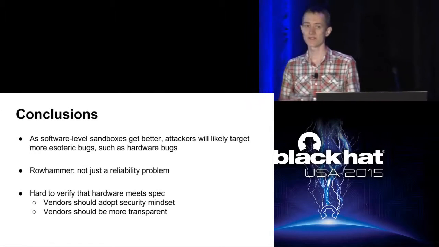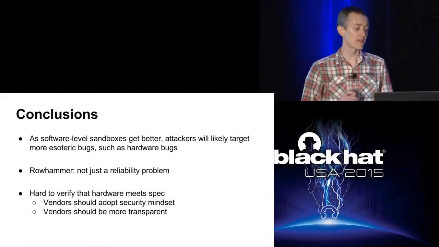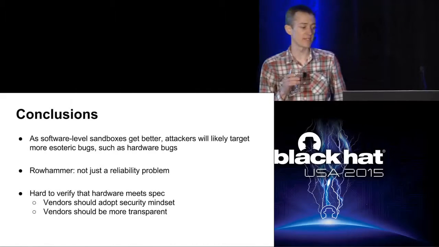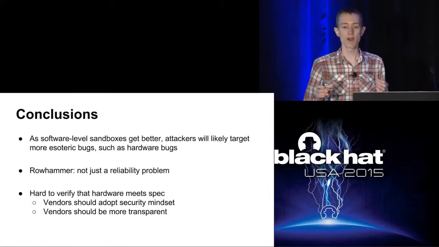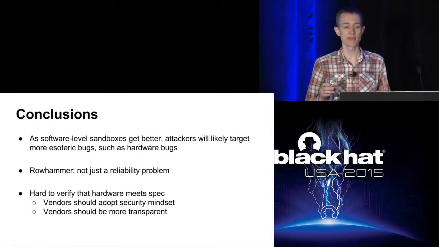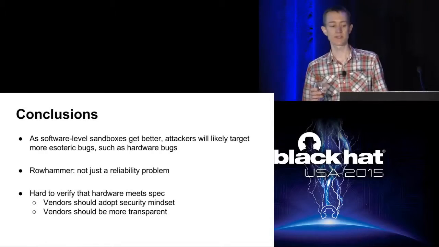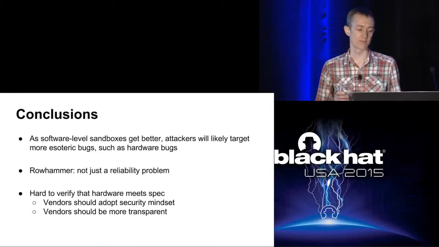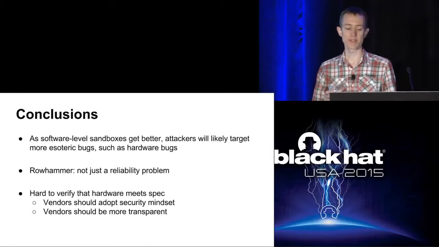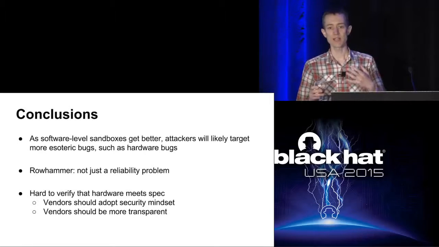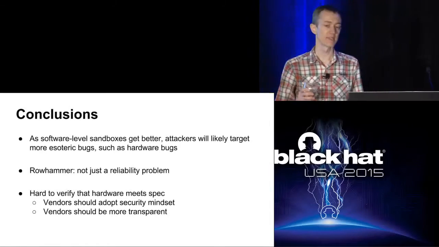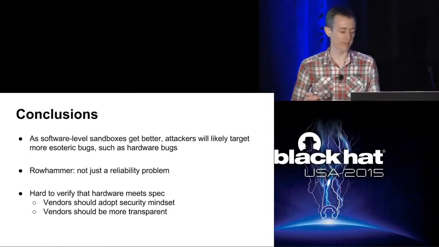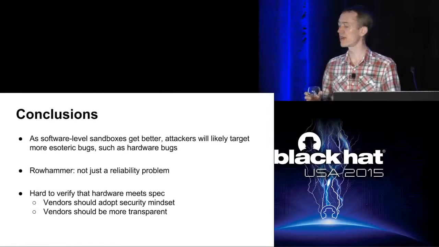So that's the JavaScript side of things. To conclude, there are some software bugs that are easier to exploit than Rowhammer. But as software-level sandboxes are getting better, I think it might be the case that attackers turn to exploiting more esoteric bugs like Rowhammer. And we have seen multiple times that Rowhammer can actually be easier to exploit than it initially seems. How we pick addresses was one example of that, and rowhammering from JavaScript was another example of that.